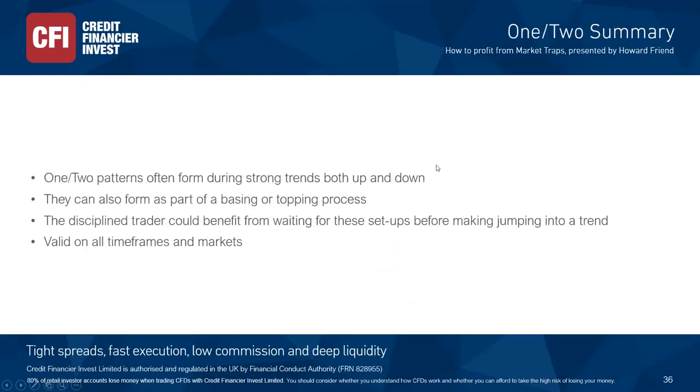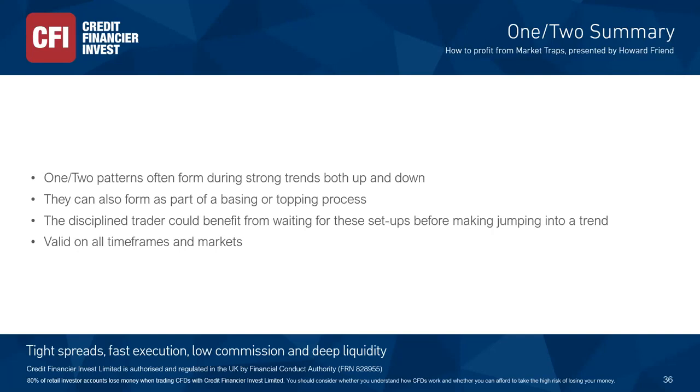Okay, so just to summarize, 1-2 patterns often form during strong trends both up and down. They can also form as part of a basing or a topping process. So the disciplined trader, if you're a swing trader waiting to find a good entry point to jump into the trend, it's good to wait for a 1-2 setup before taking a stab at the trend. As I mentioned, the 1-2 occurs on various time frames and various markets.